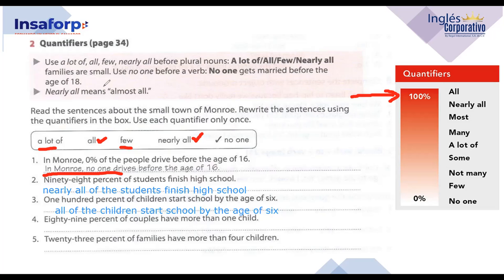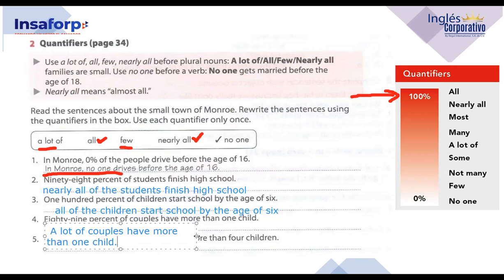Thank you. For me, I think that would be a lot of. Yes, it's a lot of. Very good. A lot of couples have more than one child. Very good. A lot of couples have more than one child. Very good.